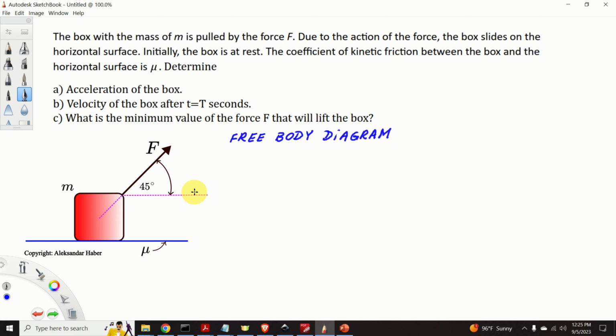To solve this problem, we need to perform several steps. In the first step, we need to construct a free body diagram of the problem and we need to introduce the coordinate system. Let's construct the free body diagram. Here's our box. Let us first add the external force F. Here it is.